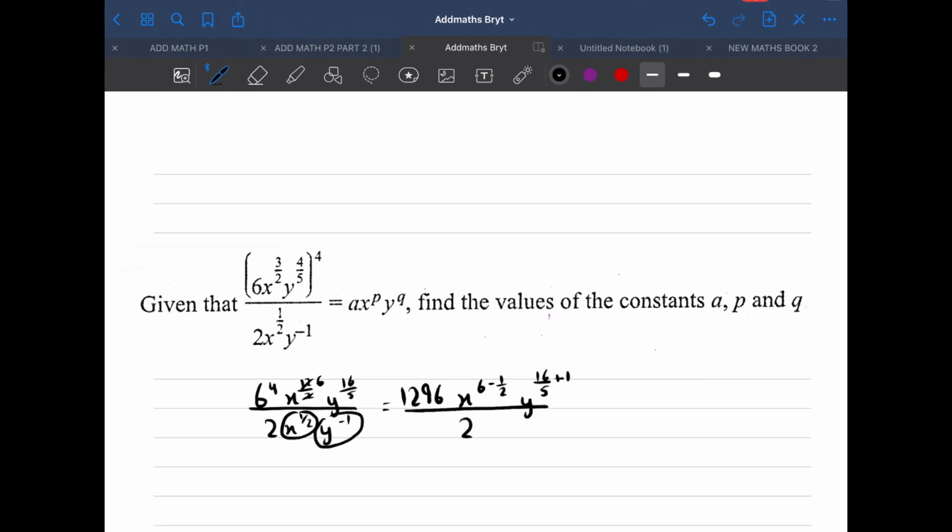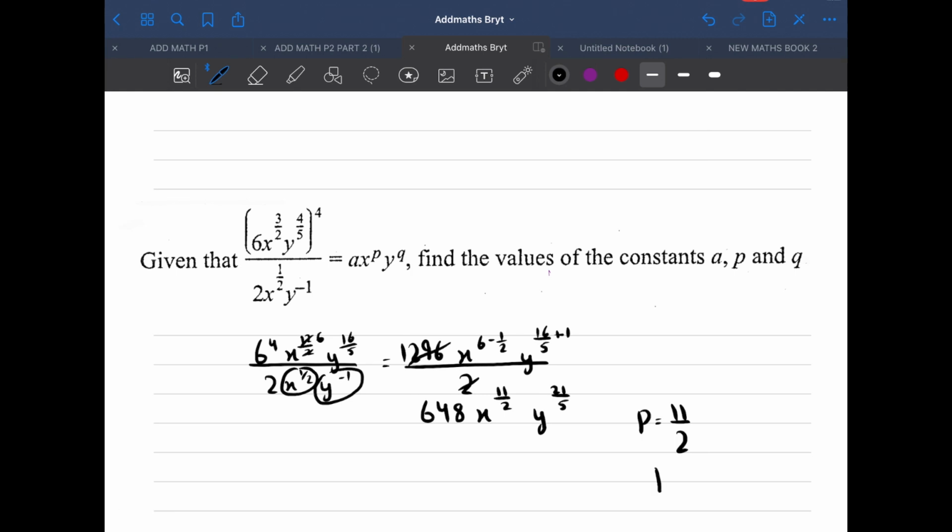So now let's divide. 1296 divided by 2, that makes what? 648. x power 6 minus half is 11 upon 2 and y 16 upon 5 plus 1, that makes 21 upon 5. So my answer of P will be 11 upon 2 and my answer of Q will be 21 upon 5. Let's shift to the next question now.